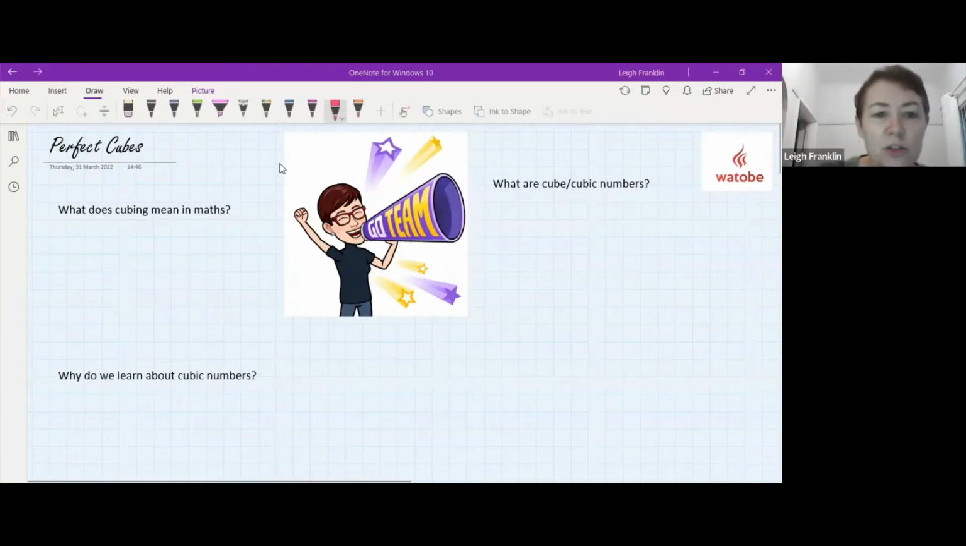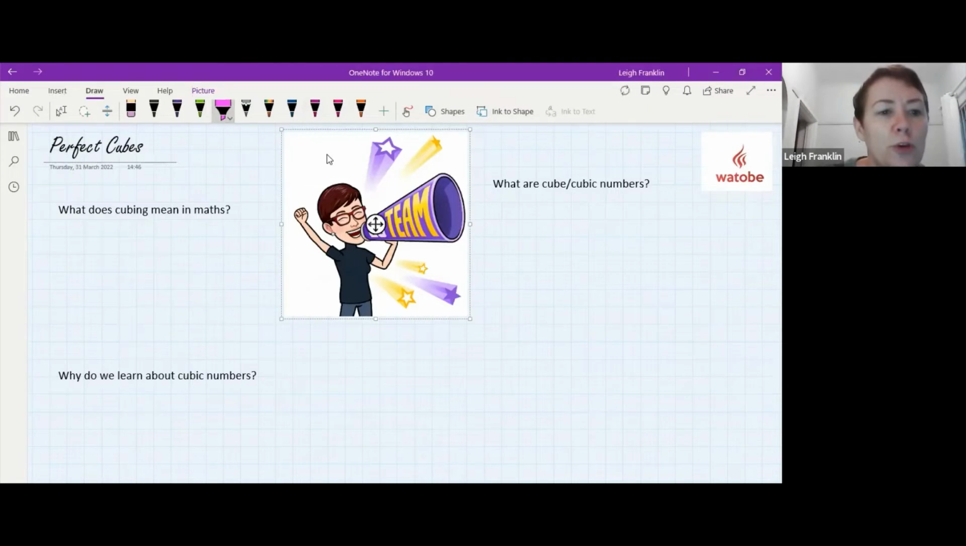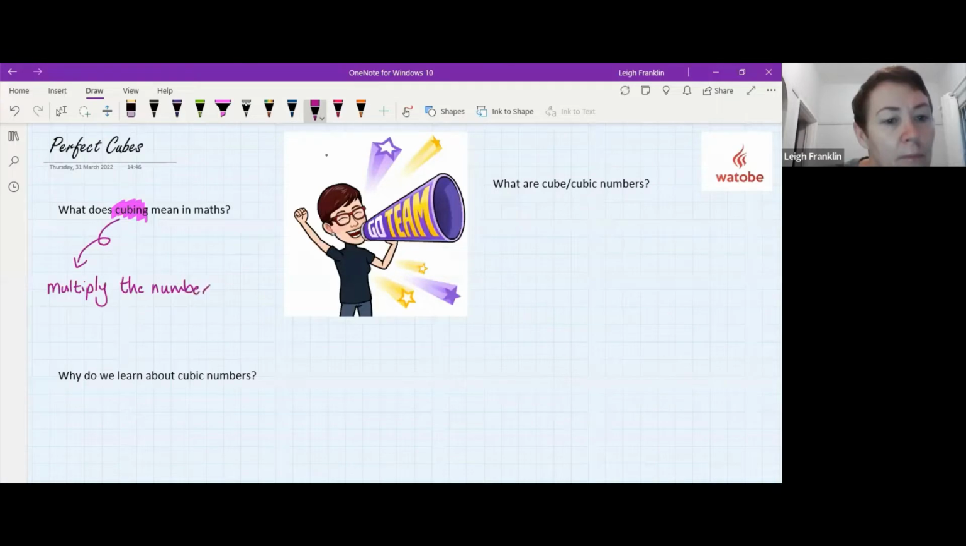All right, so this is super, super important for us. We need to know this going forward, the word cubing. So when we cube a number in maths, this means we multiply the number by itself and by itself again.